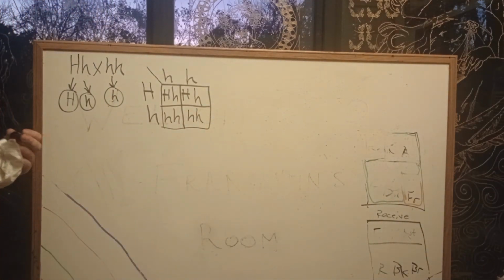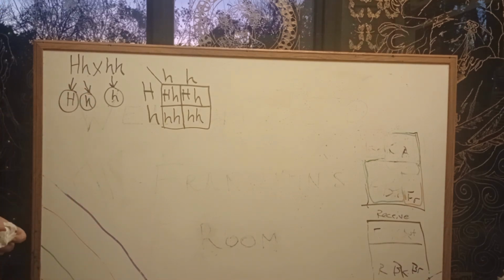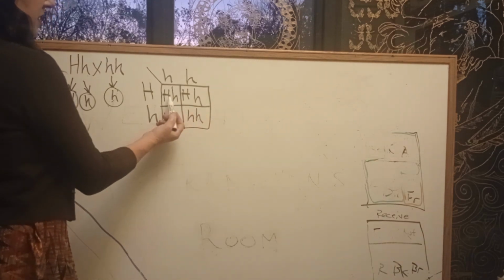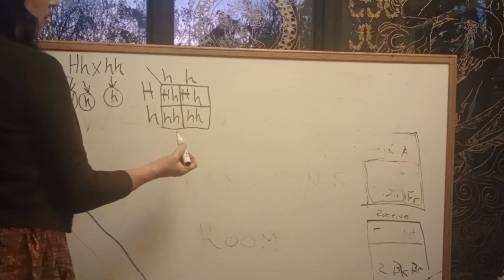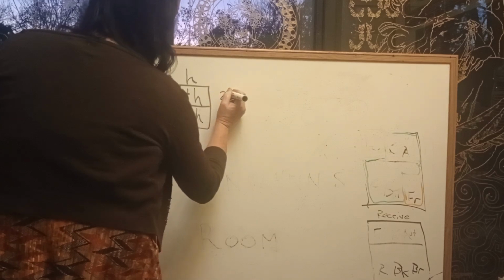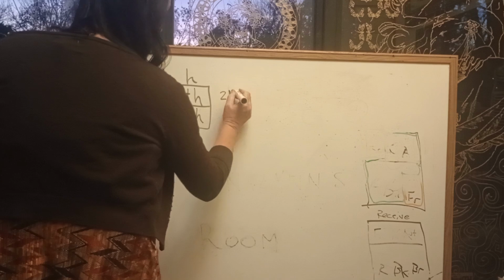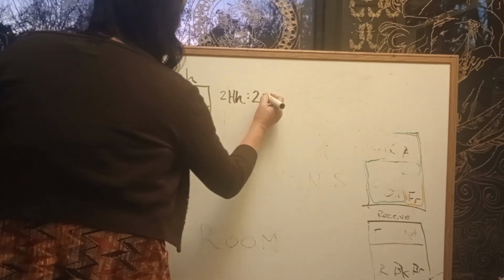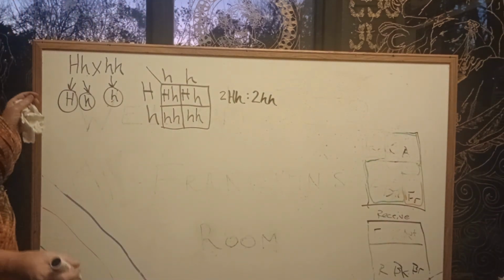So if you wanted to know what's the probability of someone with Huntington's disease, that's a heterozygote, having an offspring with that, well, how many of these in the square have at least one H? And it's 2 out of 4. So you're going to have 2. That doesn't go there. Sorry. 2 heterozygotes affected for every 2 homozygous recessive non-Huntington's carrying children.